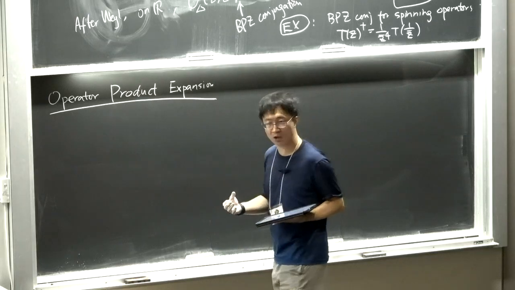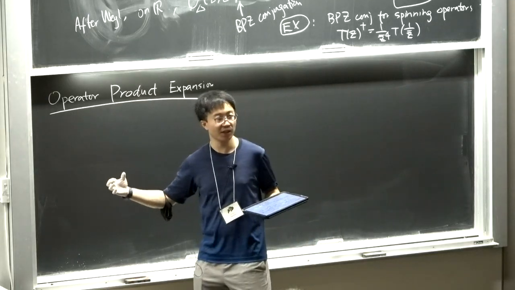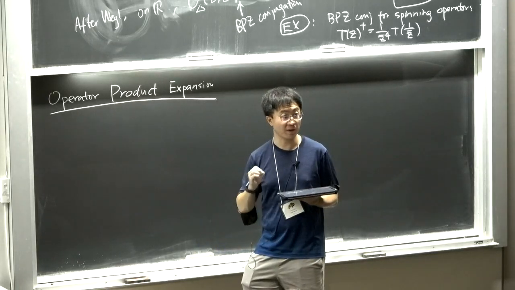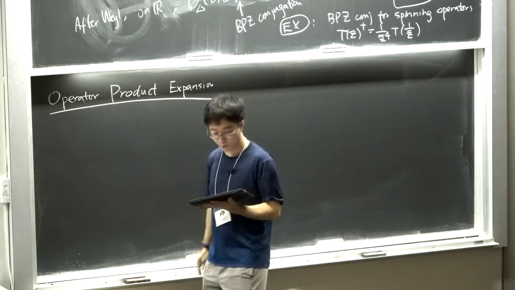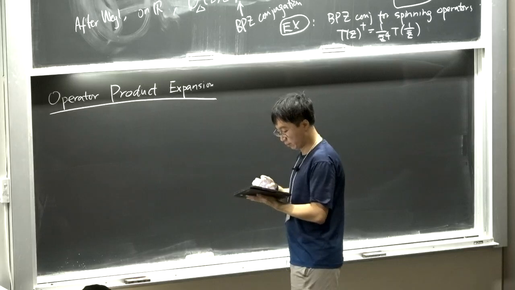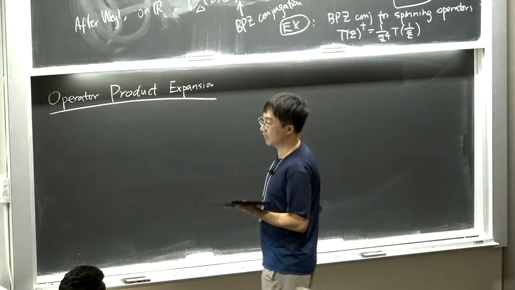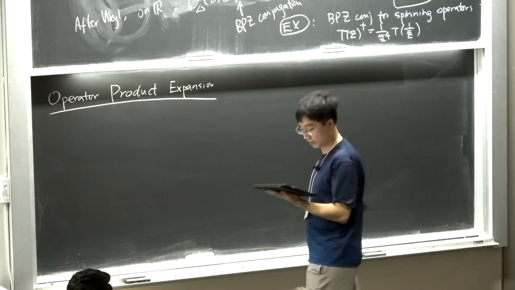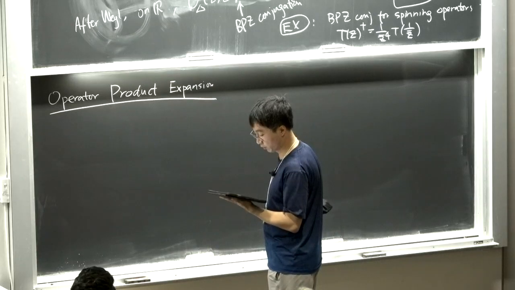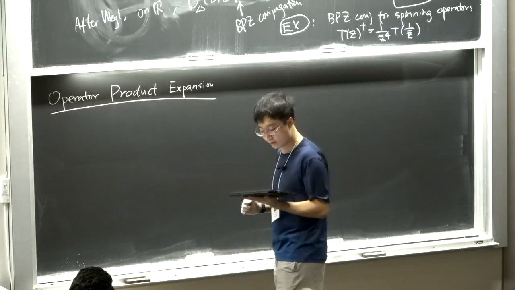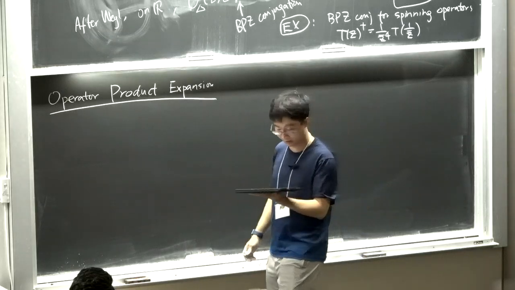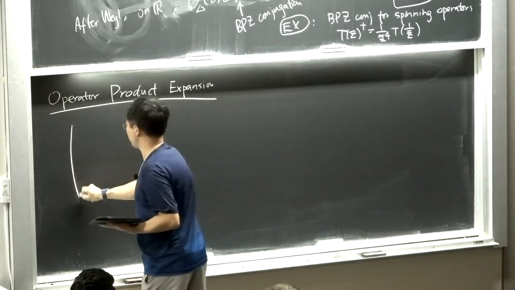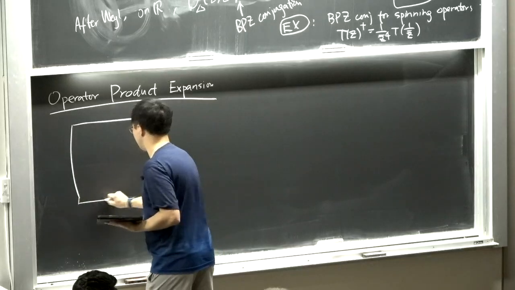And this allows you to reduce general correlation functions into correlation functions that involve a fewer number of insertions. So this will be a very powerful tool to systematically analyze correlation functions in a conformal field theory. This is something that you can use in quantum field theory as well, but it's most powerful in conformal field theory for the reason that I'll explain shortly.